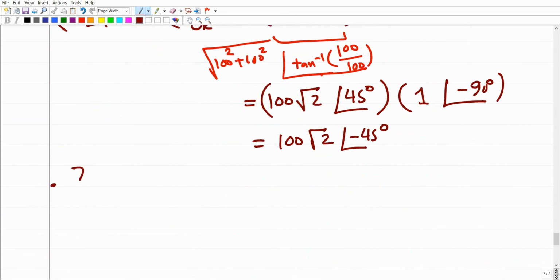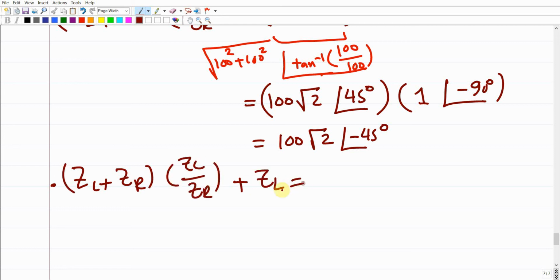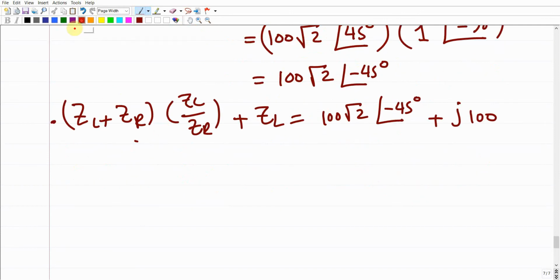So how much is ZL plus ZR times ZC divided by ZR, plus ZL? We got this term as 100 square root of 2, angle negative 45 degrees. You're going to add to this term ZL. ZL, we got it as J100. This is ZL from the top, right? So this one is in the rectangular form, this is in the polar form. To do summation or addition, we have to convert this one into rectangular form.